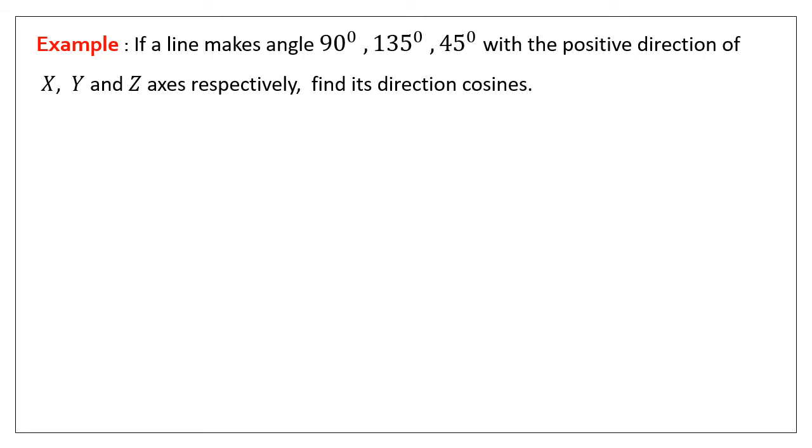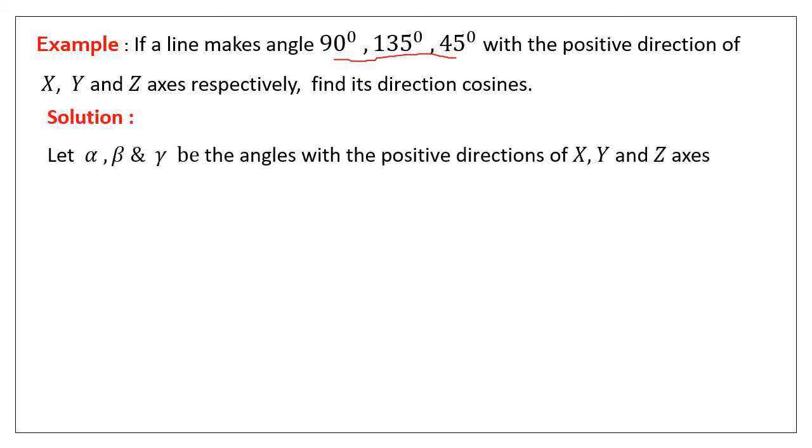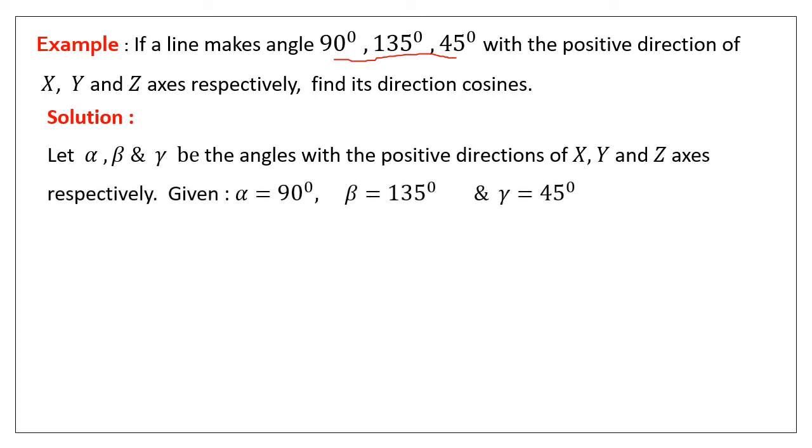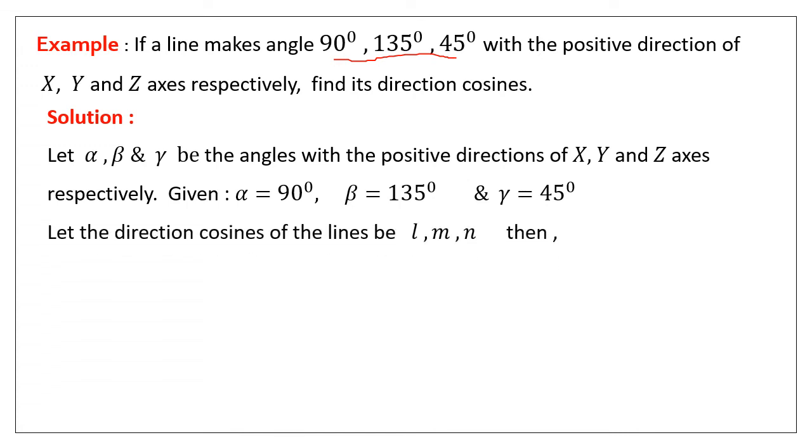We'll see another example. If a line makes angle 90 degree, 135 degree, 45 degree with the positive direction of x, y and z axis respectively, find its direction cosines. Write down, students, like the above example, that is let alpha, beta, gamma be the angles with the positive direction of x, y, z axis. Write down those angles. Let the direction cosines be L, M, N. We know the relation L equals cos alpha, M equals cos beta, N equals cos gamma.